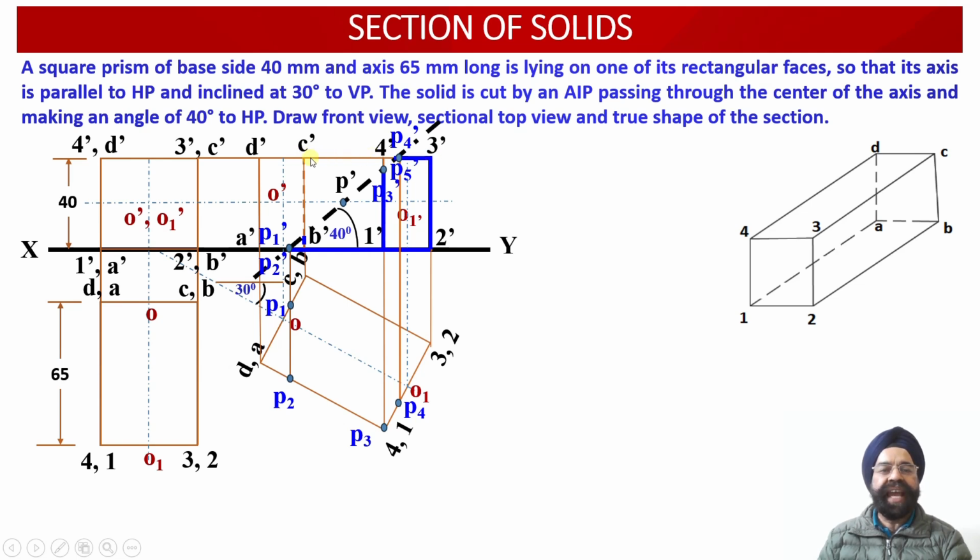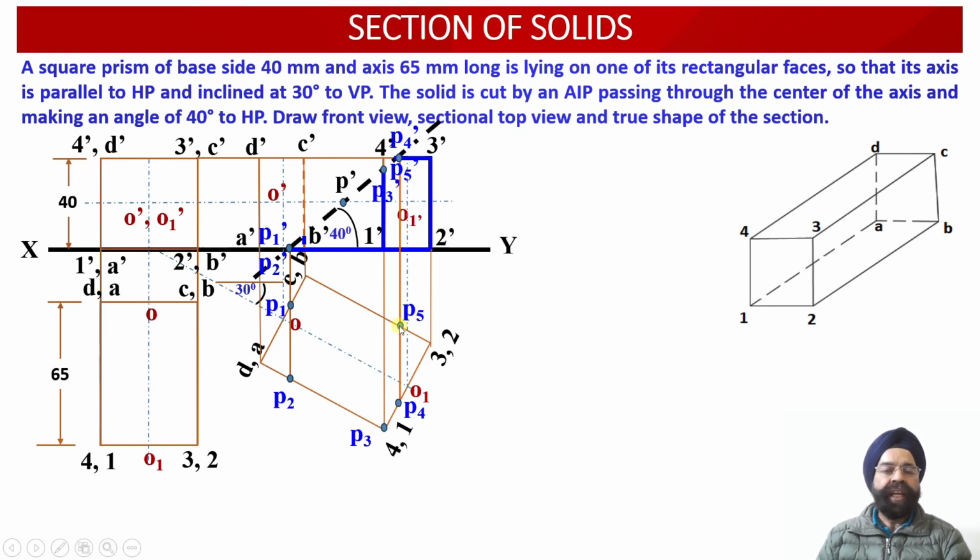So 3'-C'-longer edge, which is available on the top face of the square pyramid, has also been intersected at point P5'. Now once we bring a vertical projector through P5', this is the longer edge 3C available over here. So the next point which will be available over here will be point P5. So this is the 5th point which is available corresponding to the intersection of the cutting plane with the top face of the solid.